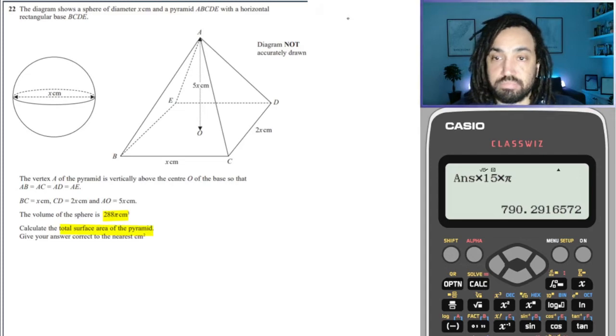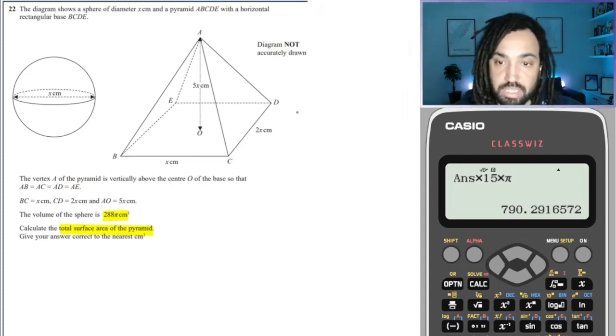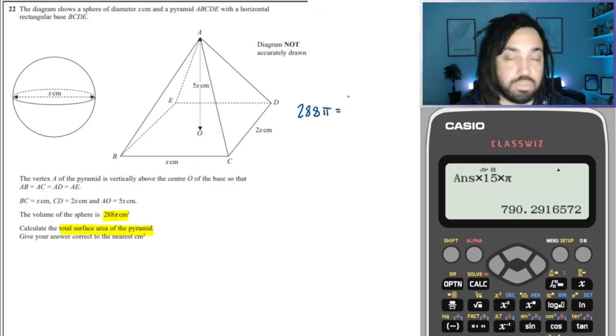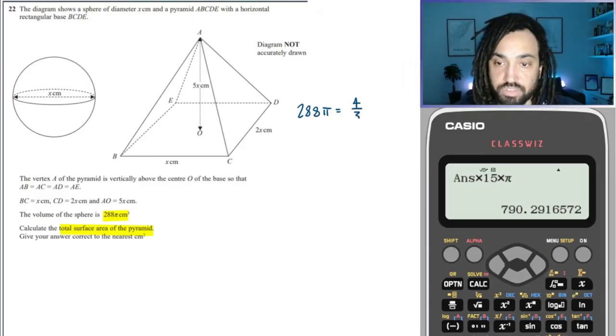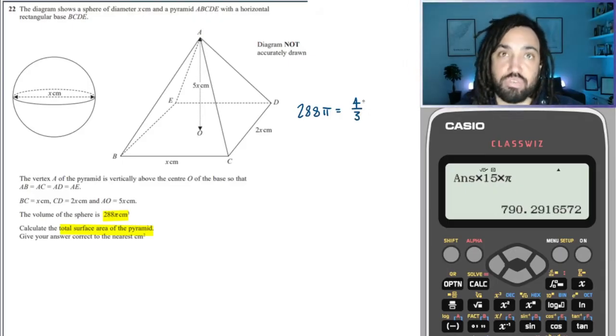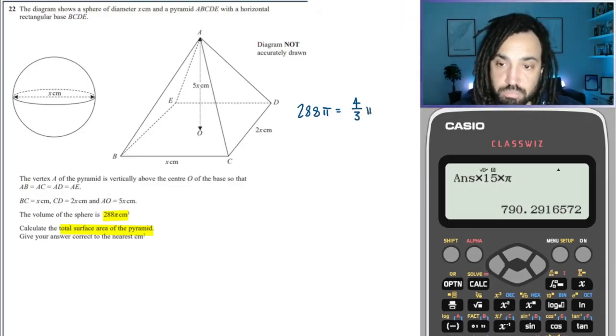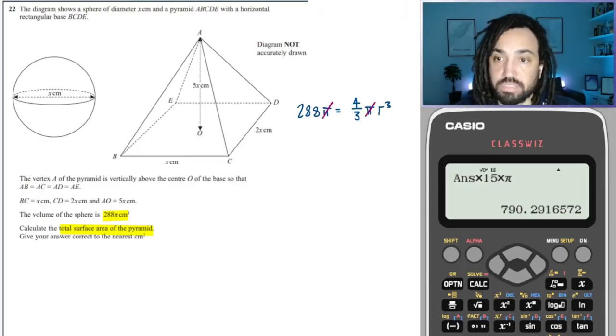Okay. So let's start with the sphere, and we know that the volume is 288 pi, and we know that's also equal to the formula for the sphere, which is 4/3 pi r cubed. So straight away the pi's can be divided from both sides.